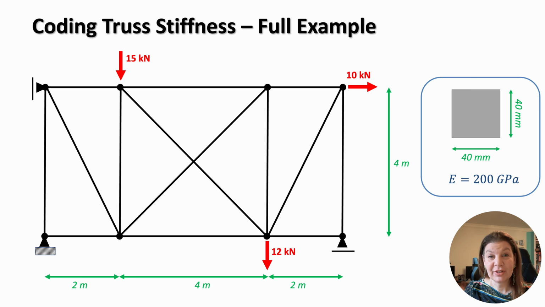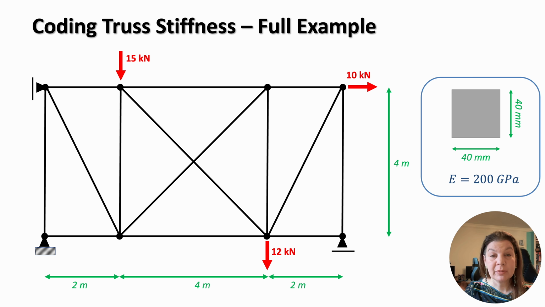And this is the truss example that we will be solving step by step using the stiffness method. It's a planar truss with loads applied at the nodes. All members have the same material and section properties: a Young's modulus of 200 gigapascals, and a square cross-section of 40 by 40 millimeters.